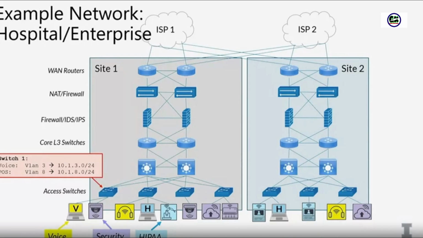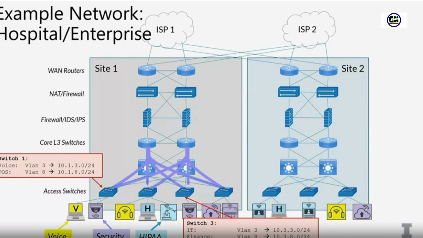But let's suppose I keep doing that. I'm going to go to this switch and I'm going to configure the voice VLAN and the security VLAN. And at this switch, I'm going to configure different VLANs there. And then these individual VLANs are going to be configured, created, and switched over Ethernet. And that'll get us up to the core layer 3 switches.